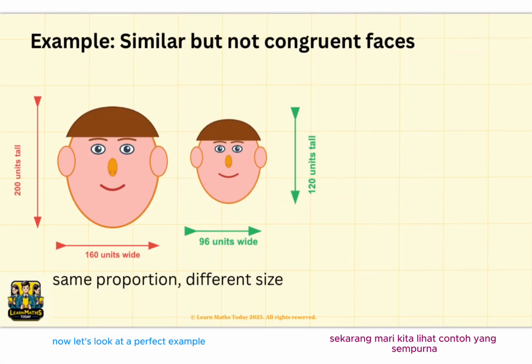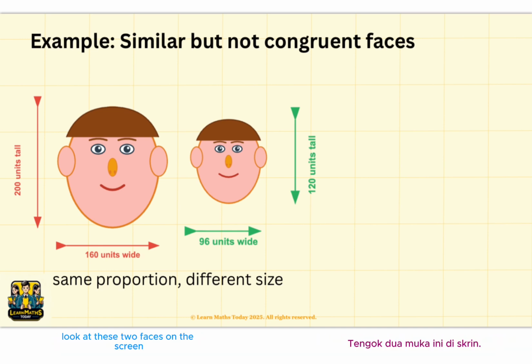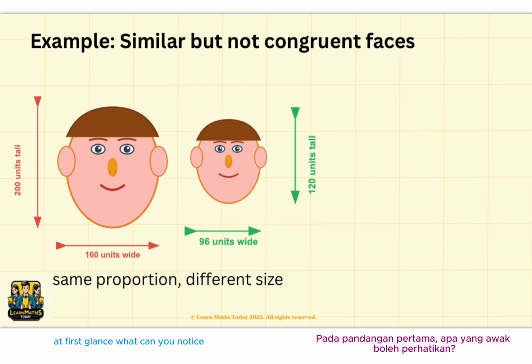Now let's look at a perfect example to help you understand the difference between similar and congruent shapes using something we see every day. Faces. Look at these two faces on the screen. At first glance, what can you notice? They look like the same person, right? But one is clearly larger than the other. This is a perfect example of similarity without congruence.